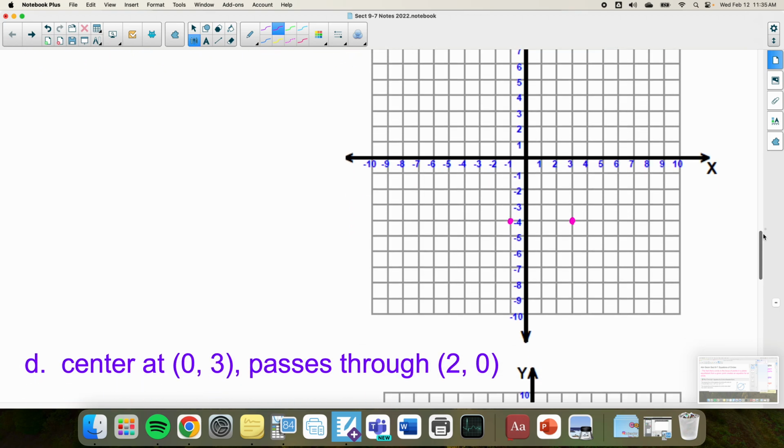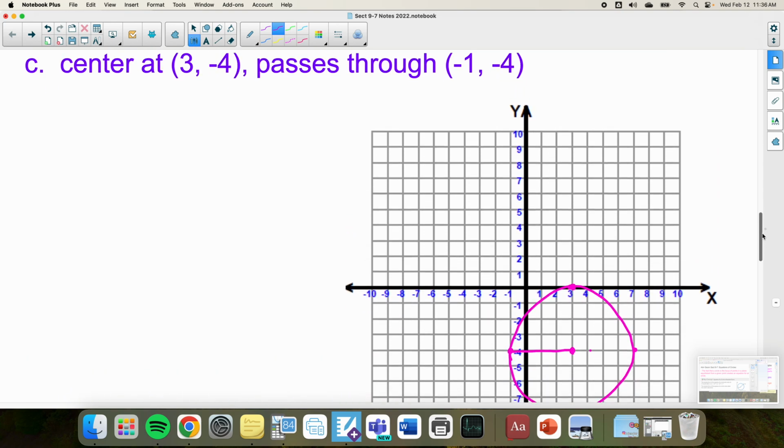So really what our circle would look like, just so you know, this is 1, 2, 3, 4 spots over. So my radius would be 4. And if I wanted, you don't have to do this, but if I wanted to continue that circle, I could go up 1, 2, 3, 4 and put a dot, right 1, 2, 3, 4 and put a dot, down 1, 2, 3, 4 and put a dot. So my circle is really like that, okay?